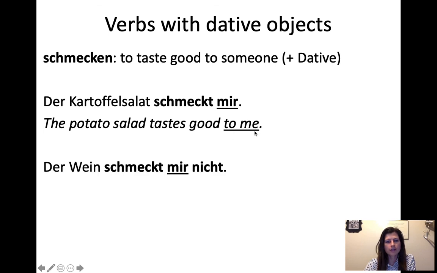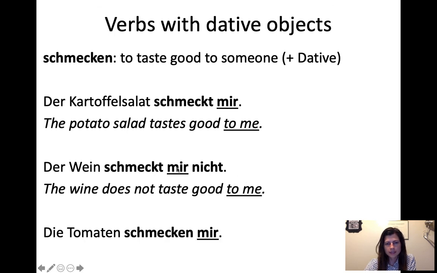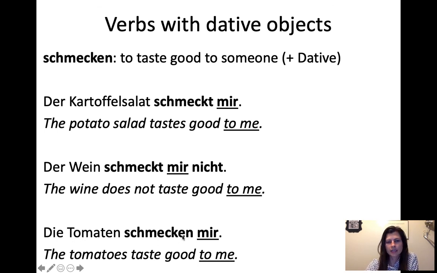So der Wein schmeckt mir nicht. The wine does not taste good to me. Die Tomaten schmecken mir. The tomatoes taste good to me. Mir. And you'll notice that we are conjugating for this subject here. And this is plural, like they taste good. So, of course, we're conjugating. Yeah, die Tomaten schmecken mir.